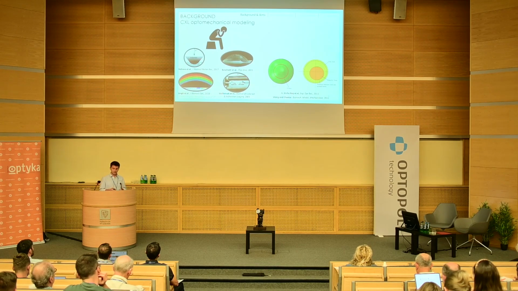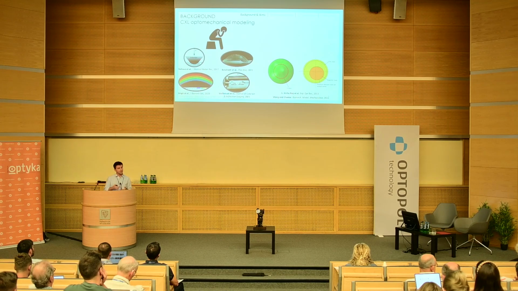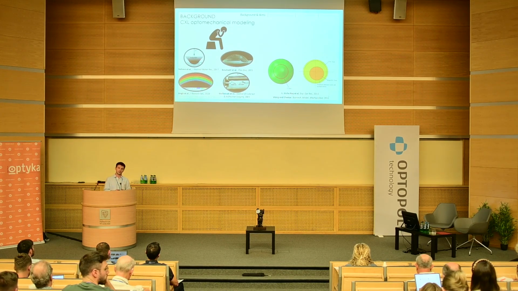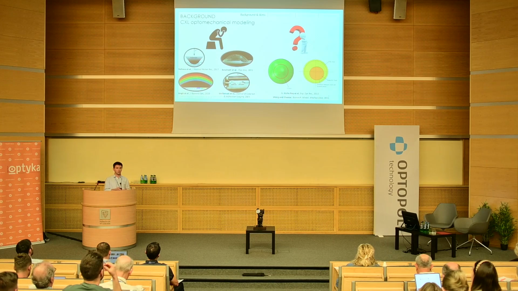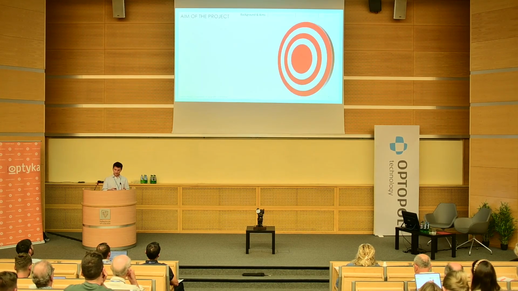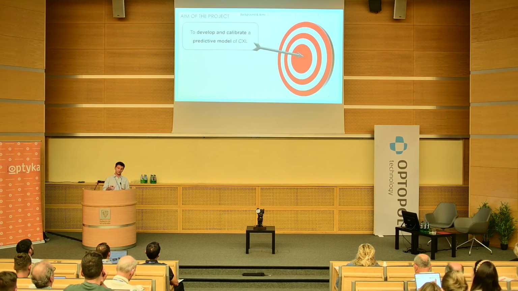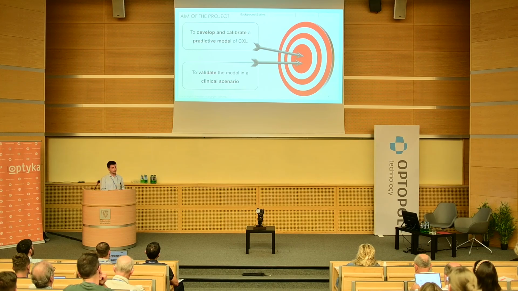Finite element models, such as the one from Roy and Dupps in 2013, which is probably a landmark in this field, can show the relationship between the stiffening and the refractive effect. But this model and the others currently proposed in the literature are only theoretical models and have not been calibrated nor validated against clinical data. So here is where our project comes into play. The aims of this project are first to develop and calibrate a predictive model of cross-linking, and then to validate this model in a clinical scenario.